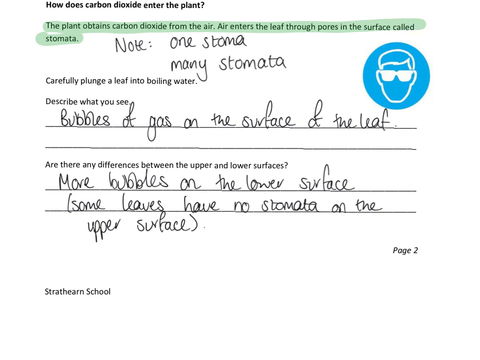So we'll finish up there. So we've done a brief introduction of how water and carbon dioxide enters the plant. We'll have a little bit more of a closer look at this idea of the pores, the stomata on a leaf in our next lesson.